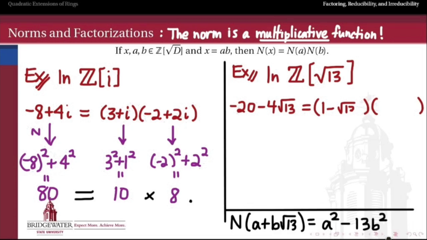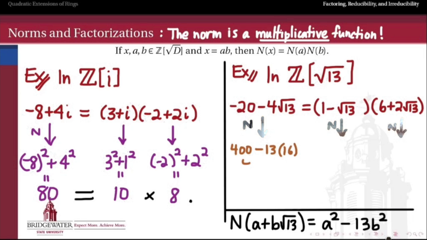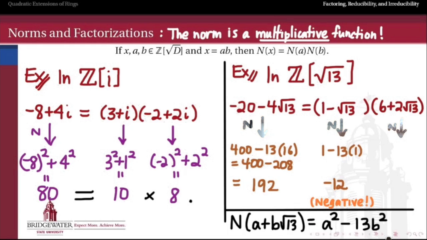So negative 20 minus 4 radical 13 happens to factor in this ring into a product of 1 minus radical 13 and 6 plus 2 radical 13. And if we compute the norms of these three elements, the norm of negative 20 minus 4 radical 13 turns out to be 192. The norm of 1 minus the square root of 13 turns out to be negative 12. By the way, this is one important difference between an arithmetic norm and a geometric or topological norm. In geometry and topology, norms always refer to non-negative functions. But in the case of an arithmetic norm, we can have a negative value, as we do here, negative 12. Meanwhile, the norm of 6 plus 2 radical 13, work that out, is negative 16. And sure enough, negative 12 times negative 16 is 192.